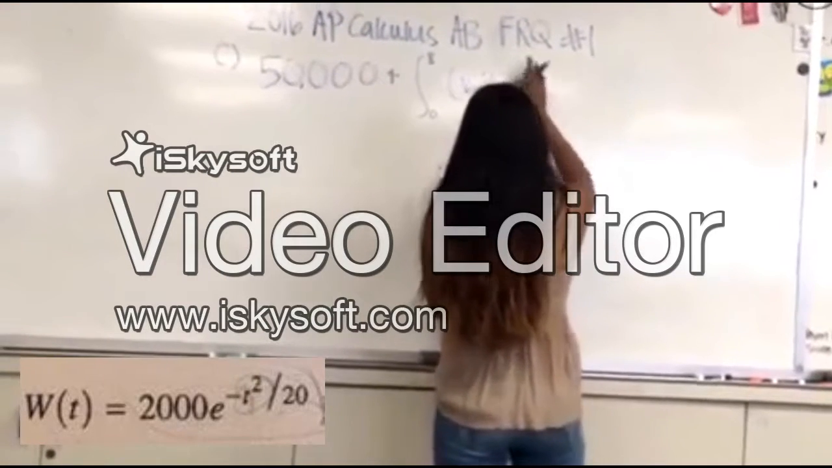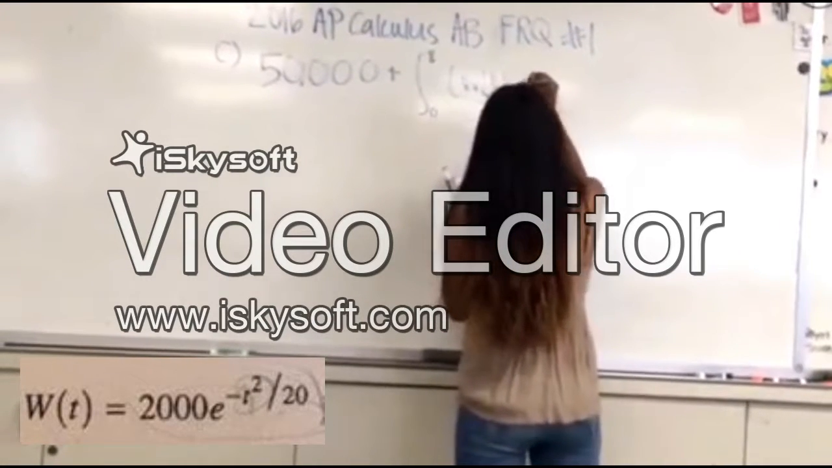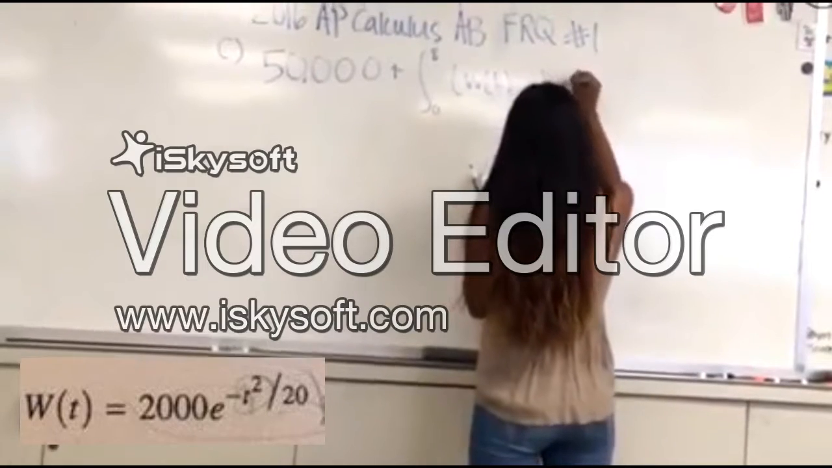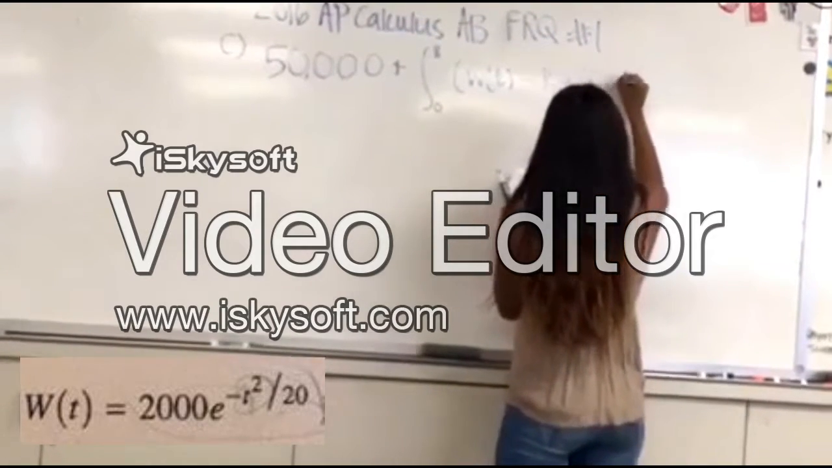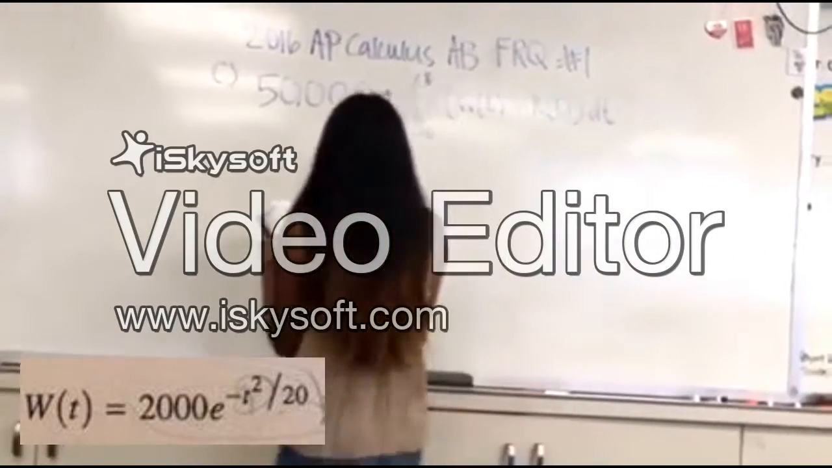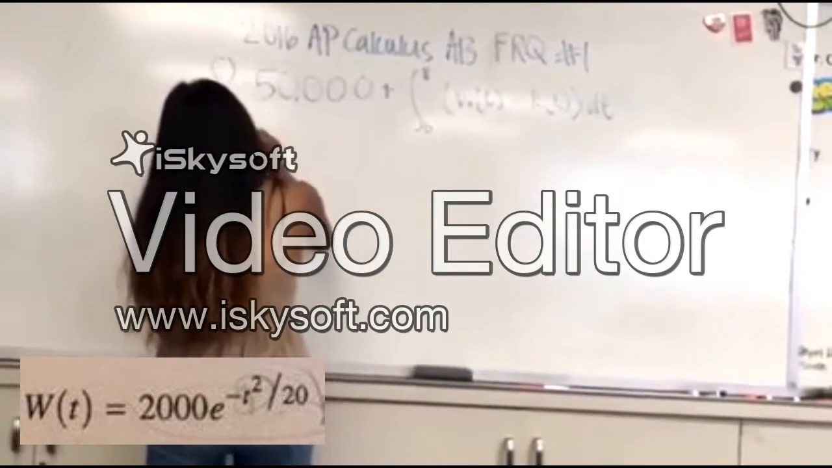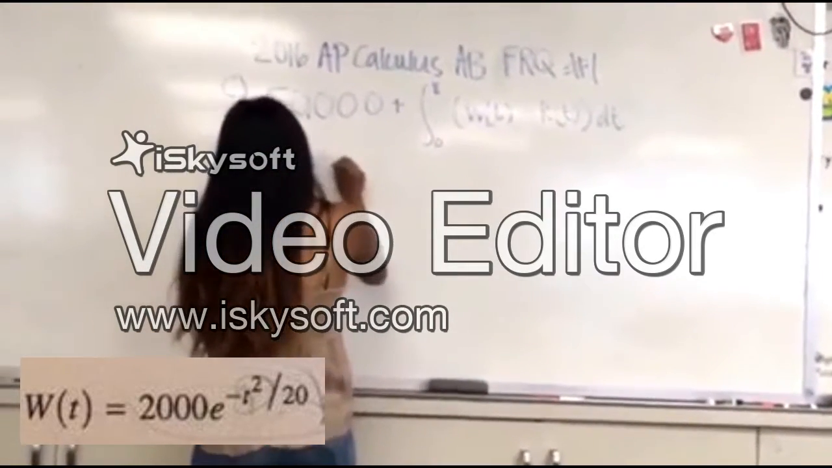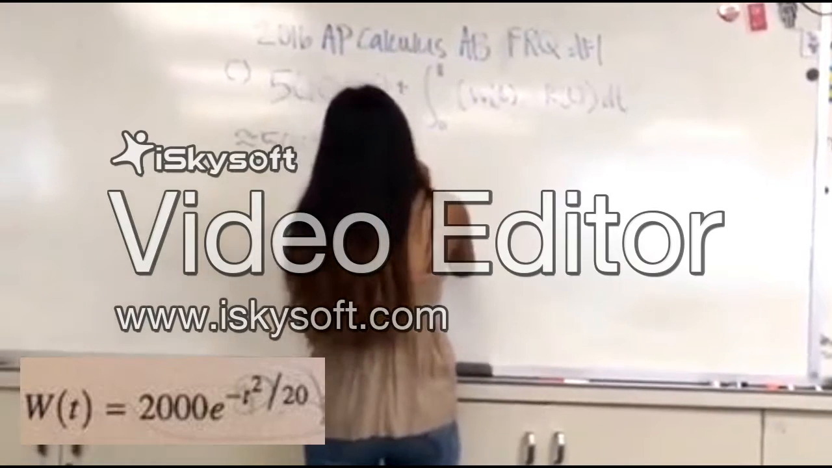Part C is asking for an estimate of the total amount of water in the tank at the end of 8 hours. At t equals 0, it is 50,000. So it is going to be 50,000 plus the integral from 0 to 8, W of t minus r of t dt. Here's where the answer of part B comes in.